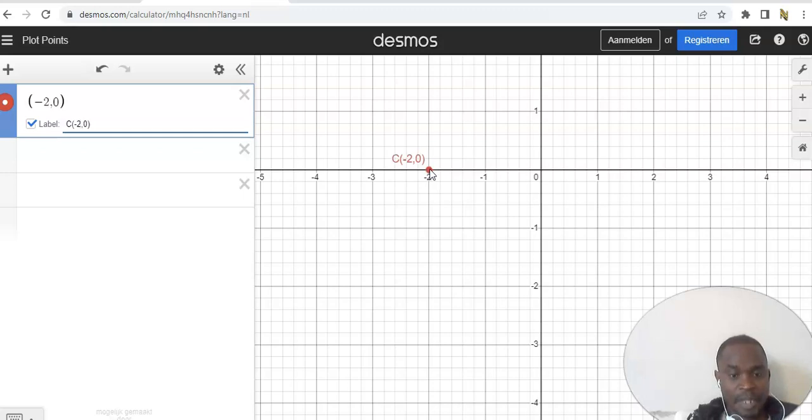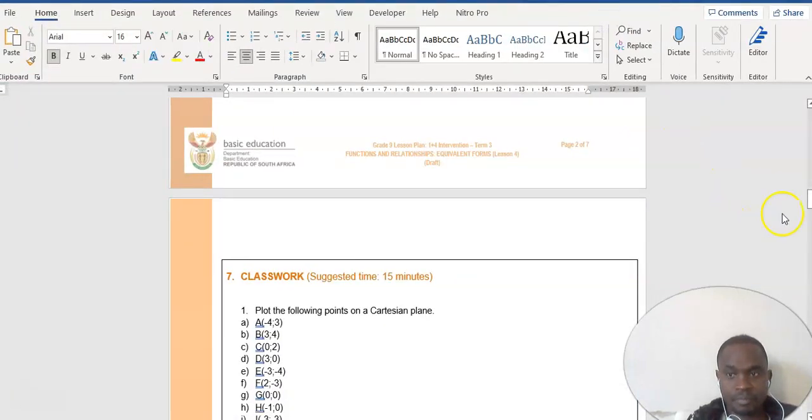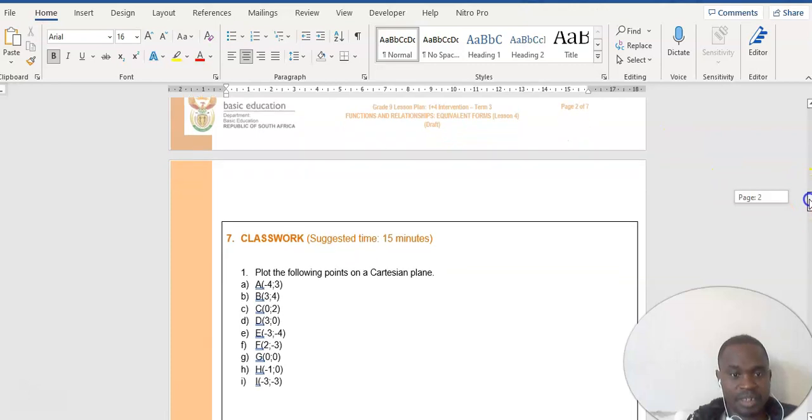All right, good. I want you to do this work for me. This is your homework. Plot this one on the graph. I've done the first one for you, so you plot all of them on the graph.